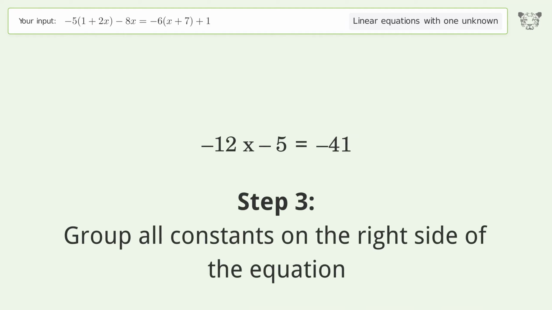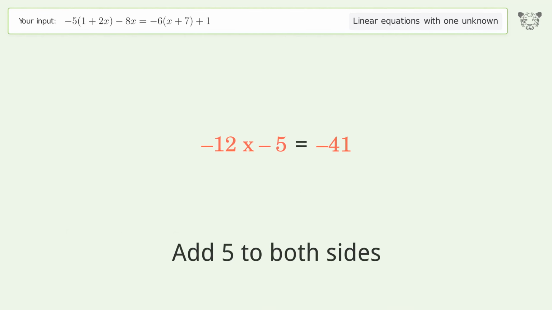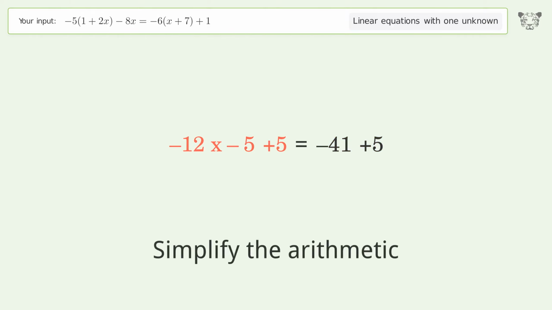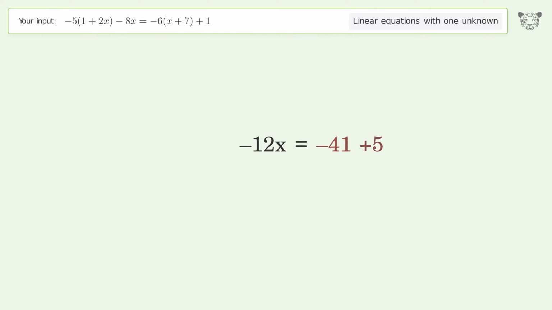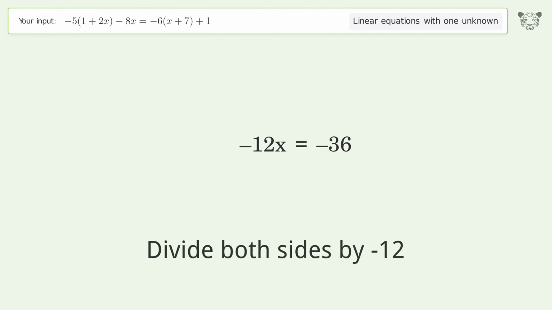Group all constants on the right side of the equation. Add 5 to both sides. Simplify the arithmetic. Isolate the x. Divide both sides by -12.